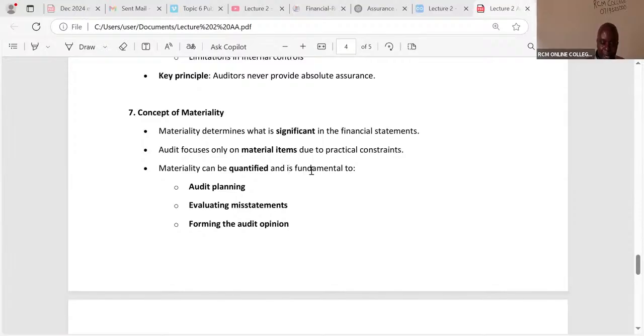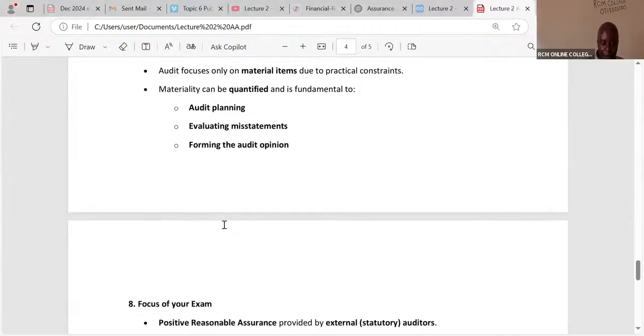Materiality can be quantified and is normally fundamental to audit planning, because during the planning stage we put in this materiality. If something is above this, we audit it. If it's below, then that is really minute for us, immaterial. Materiality is also very important whenever you are evaluating misstatements, the errors, and when you are forming the audit opinion.